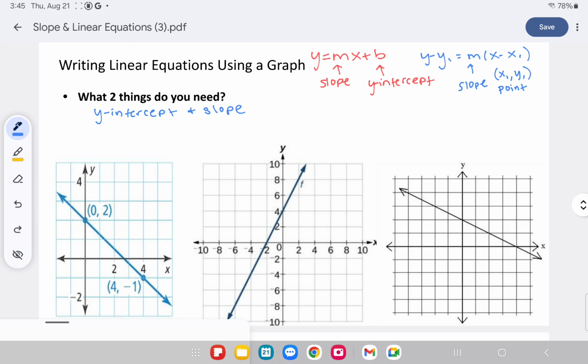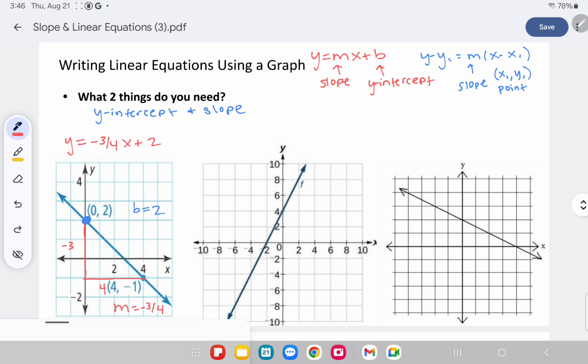So for the first graph, the line crosses the y-axis at 2, which means our y-intercept is 2. To find our slope, we'll use rise over run. And so our rise, we're actually going down by 3 and over by 4. We're running 4. So our rise over run, or our slope, is negative 3/4. And since we know the slope and the y-intercept, we can plug that into slope-intercept form. y equals our slope times x plus the y-intercept.